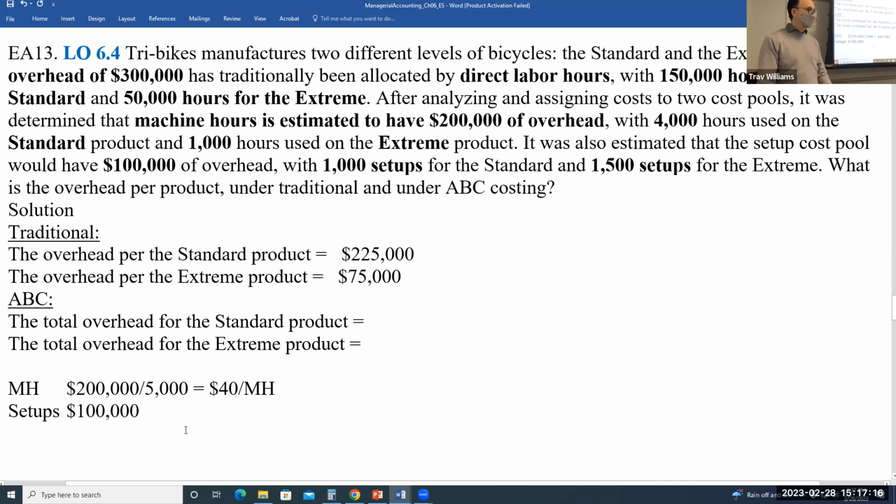Then for setups, we have $100,000 of overhead. How many setups are we expecting? 2,500. I think that also comes out to $40 per setup. Again, just a coincidence. Doesn't always come out that way. Okay, and now we can figure out our total overhead for the standard product. Are we ready for that? So how do we do that?